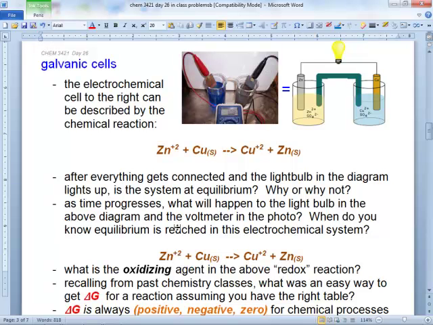Now, here's our reaction, even though they're in different vessels. What is the oxidizing agent? Amanda, what's the oxidizing agent in this reaction? Zinc, because it gets reduced. Yeah, right. Zinc is +2, it goes to 0. Zinc +2 gets reduced, so it's the oxidizing agent. Okay.